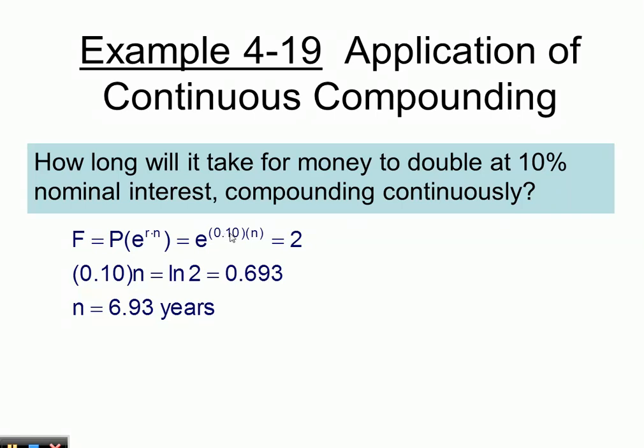So it would be e to the 0.10 n, because it's 10%, and we set up this equation: on one side we have e to the power, on the other we have 2. To get rid of the exponent, we take the natural logarithm of both sides. On this side we get the product that we had in the exponent, and here we have the logarithm of 2, which evaluates to this. Then we divide by 0.10, which gives us 6.93 years.